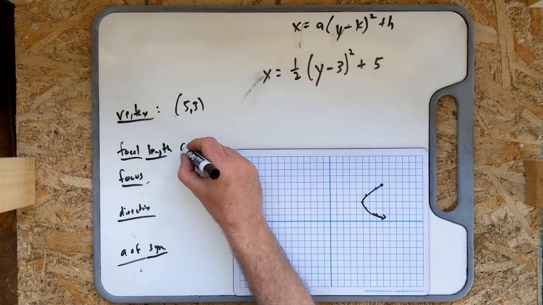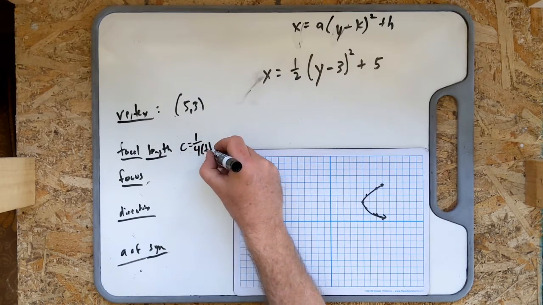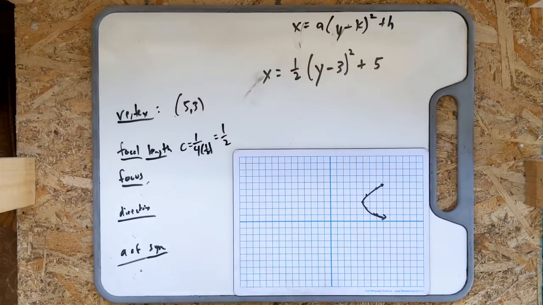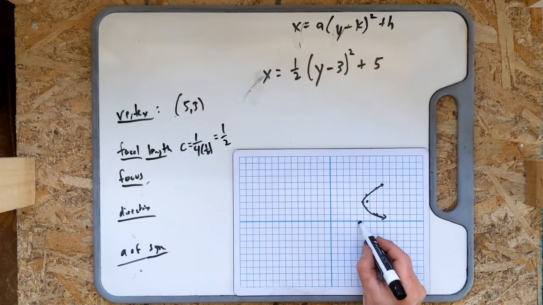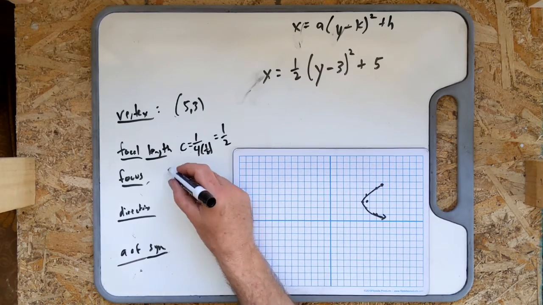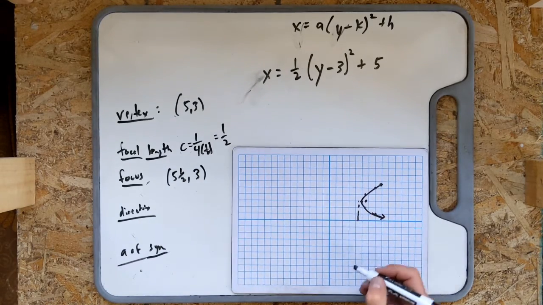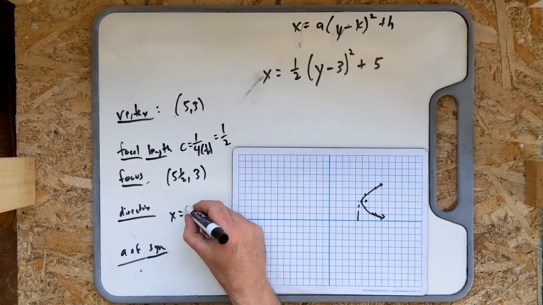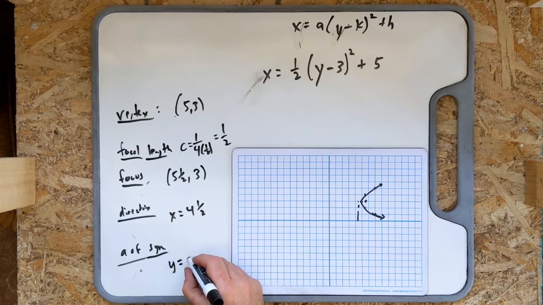Okay, now we'll do focal length. This is a little tricky. It's c equals 1 over 4 times a half, which is 1 over 2, or a half. So it's right there. The focus is now 1, 2, 3, 4, 5 and a half, and 3. The directrix is on the other side by a half, so that's 4.5, or x equals 4.5, and the axis of symmetry is y equals 3.